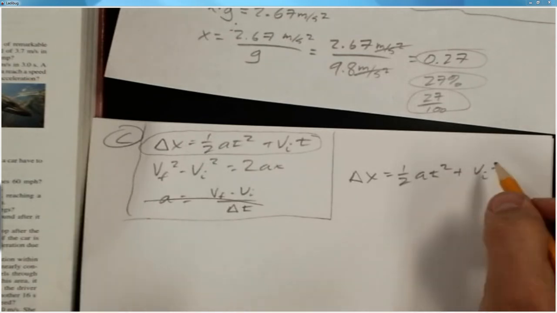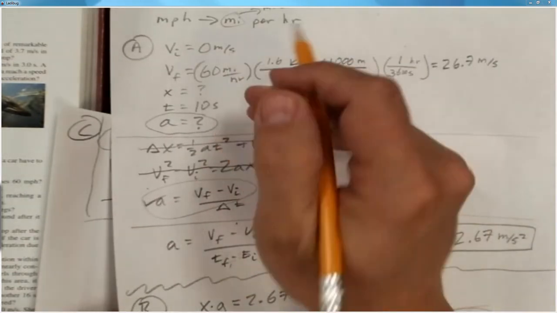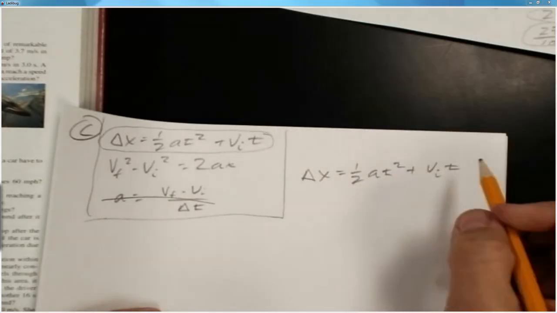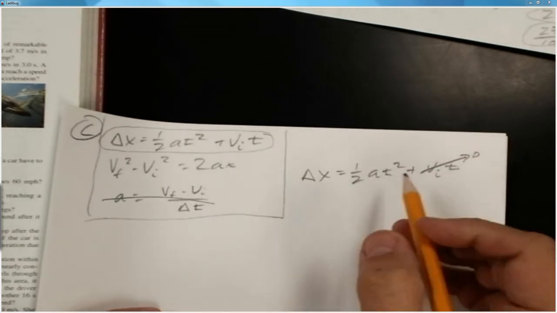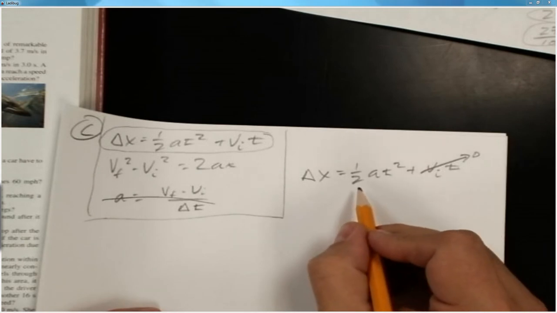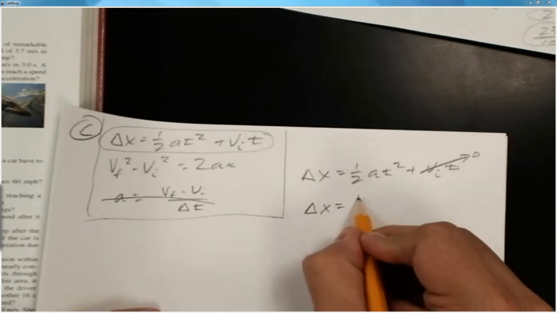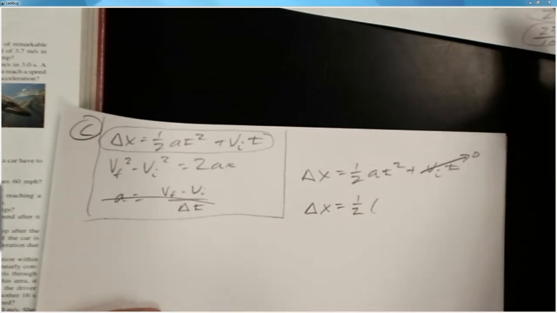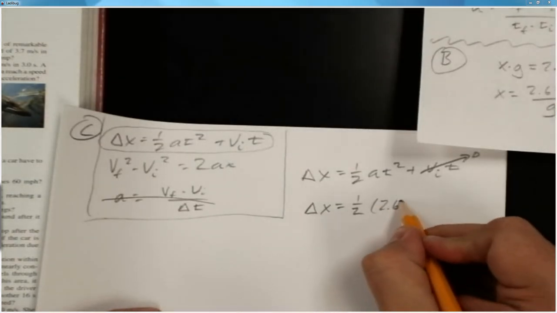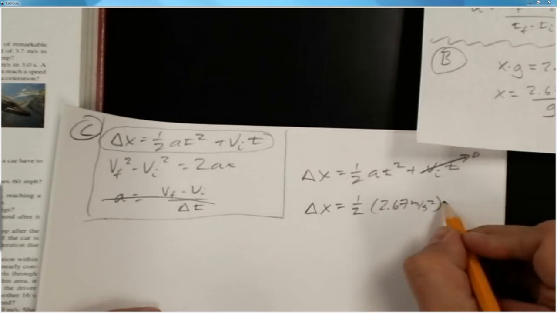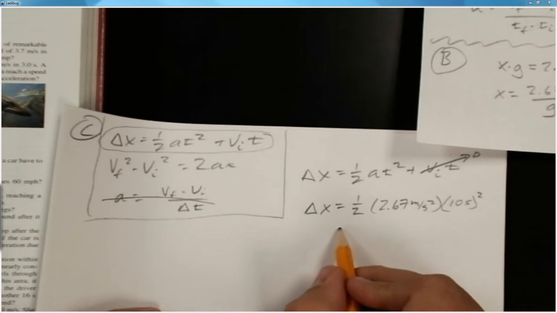I always rewrite it when I get started with my work. My initial velocity, if you pull down here, my initial velocity is 0. That is so nifty. Because my initial velocity is 0, this whole thing becomes 0, because 0 times anything is 0, so that's gone. I want to know how far I go. So the change in my distance is equal to 1/2 times, and from up here my acceleration is 2.67 meters per second squared, times the time was 10 seconds, and that's going to be squared.